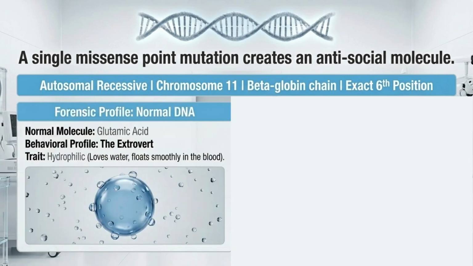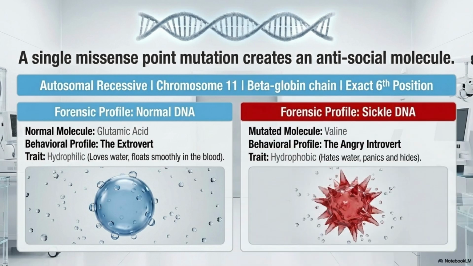Normal DNA codes for glutamic acid. Think of glutamic acid as the extrovert. It is hydrophilic, meaning it loves water and floats smoothly in the blood. But the sickle DNA codes for a mutated molecule, valine. Valine is the angry introvert. It is hydrophobic, it hates water, panics and hides.